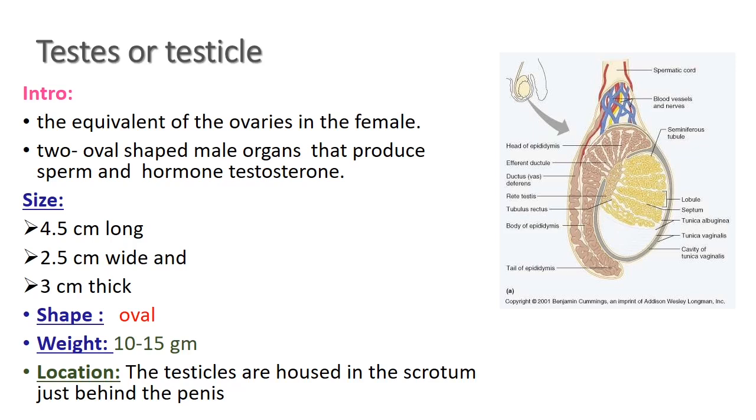Now we are moving towards the size, that is 4.5 cm long, 2.5 cm wide, and 3 cm thick. What about the shape? It is oval. What about the weight? It is 10 to 15 grams. And the location of the testes: they are housed in the scrotum just behind the penis, inside the scrotum on both sides. So this is all about the testes. Now we are moving towards the next slide.